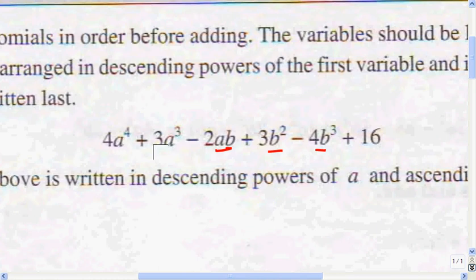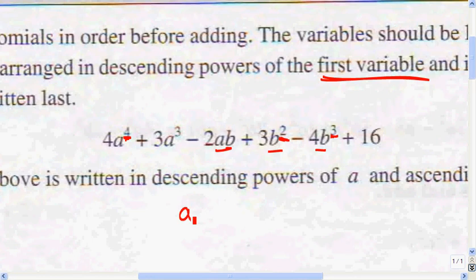But that's only for the first variable. Okay? All the other variables are backwards. If you notice here, it starts with the bigger one, but then over here with the B's, it starts with the smaller one because that's the second variable. With the second variable, you start with the smallest exponent and then work your way up to the biggest exponent.